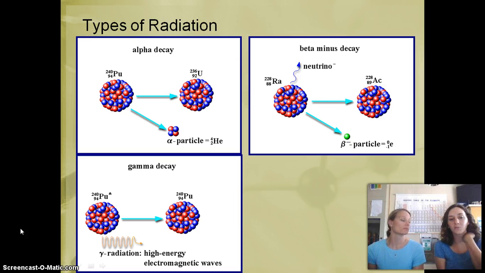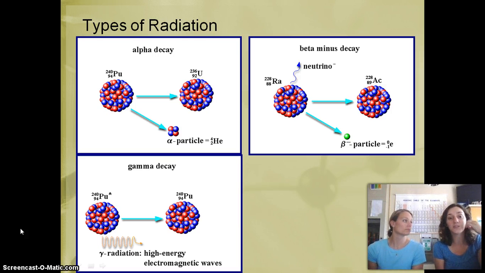You're going to start with plutonium. Notice it has a little star on it. Now you have a gamma decay. Notice the little wavy line underneath it. That means energy is coming out of the actual plutonium atom. At the end, you still have plutonium, but all that's happened is you've released a bunch of energy. So it's high energy electromagnetic waves. That's what the little squiggly line is.